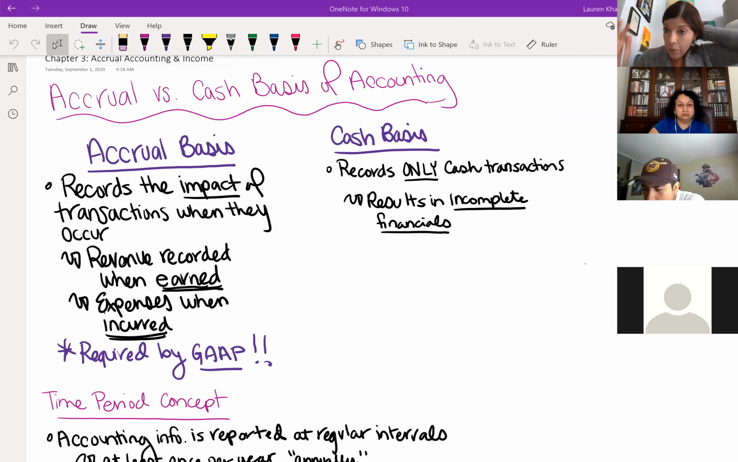Generally accepted accounting principles require us to use accrual basis accounting to get a complete picture of all of the transactions that have happened during a period of time, to get an accurate reflection of the revenue that's been earned during a period of time, the actual expenses that have been incurred during that period of time, and to really know and identify the true net income of that company for a period of time.